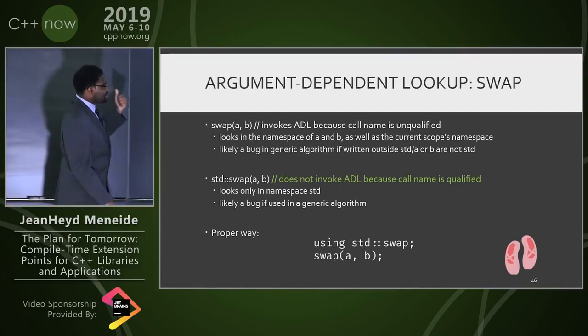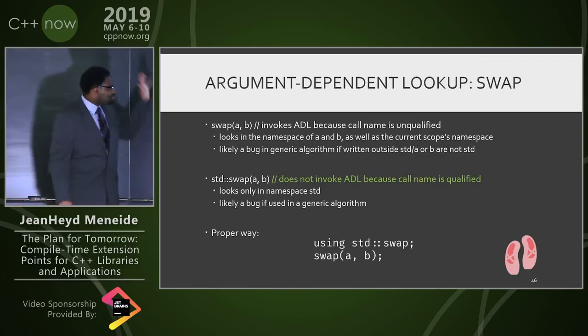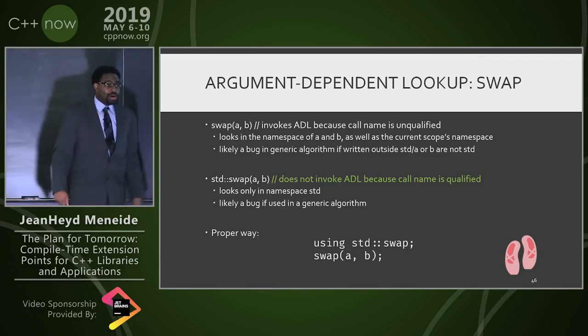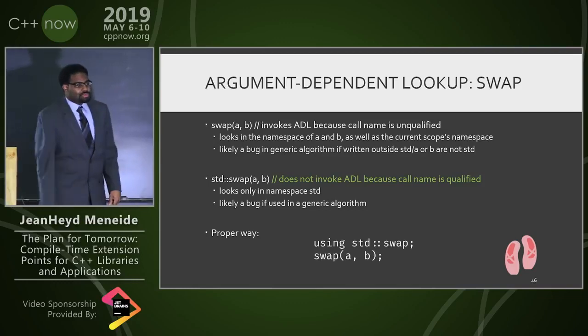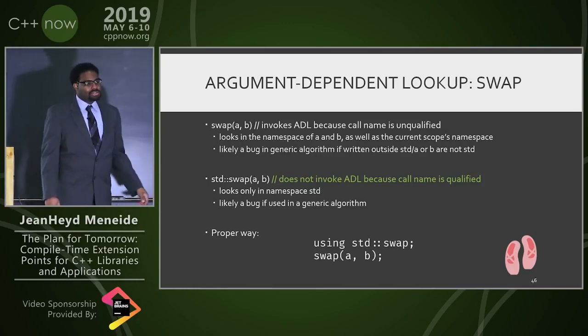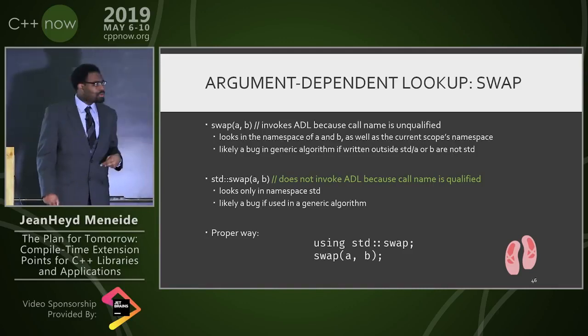The other way you can write this is, of course, you fully qualify. Everybody says you fully qualify, don't use using namespace. So you're a good programmer, you listen to the wisdom and you write std::swap, because that's what you're supposed to do. The problem is this only looks at namespace std because you qualified the call. You said, listen, I don't care about all the other swaps out there. I'm looking for std::swap, and that's the only one I want.